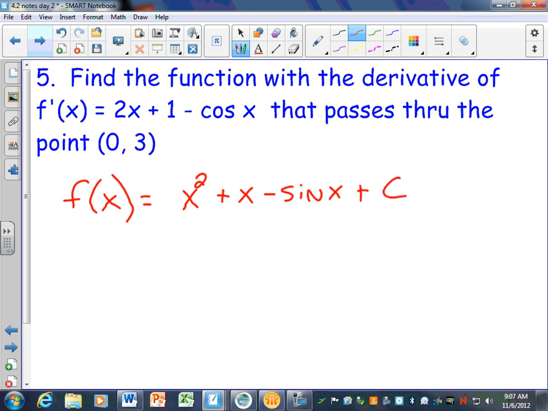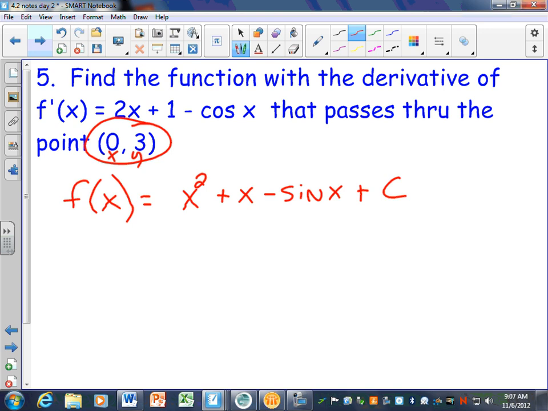And if the directions just said find all solutions or all antiderivatives, we're done with this. But this one actually gives us some more information. They tell us find the antiderivative where this is the derivative and it goes through this point, which means this is an x and this a y. Can you plug those in for x and y and tell me what c is going to equal? And actually give me a specific one.